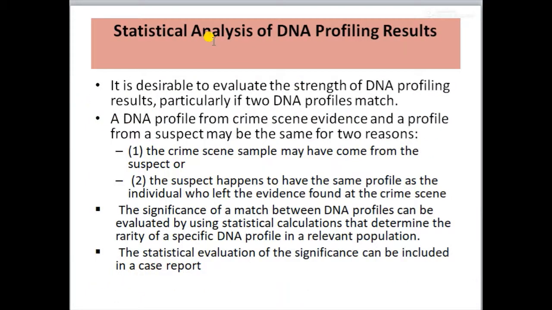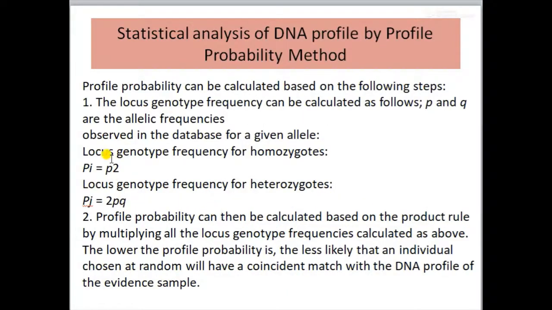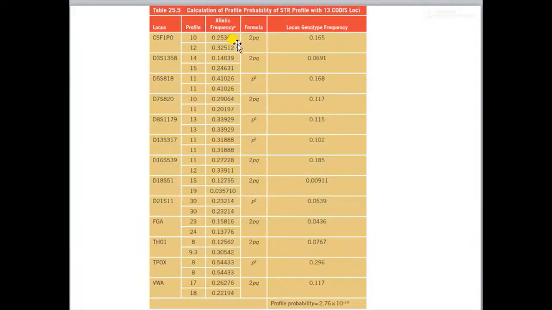And I'm just continuing with the statistical analysis of the DNA profiling results as we had mentioned. I told you, you have to find out the allelic frequencies. Once you calculate the allelic frequency, consider a person having a profile with two alleles for the loci you are checking, that is CSF1PO.